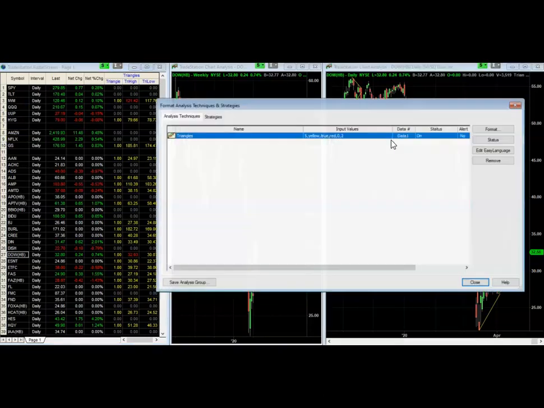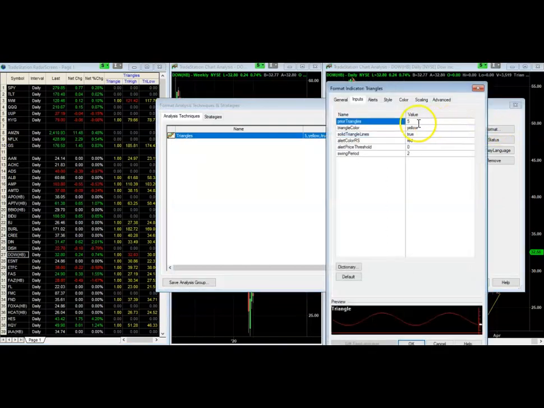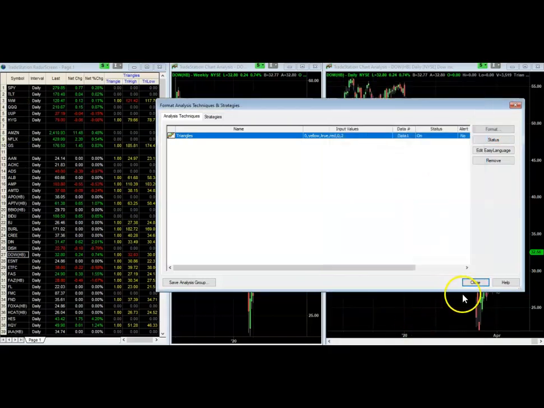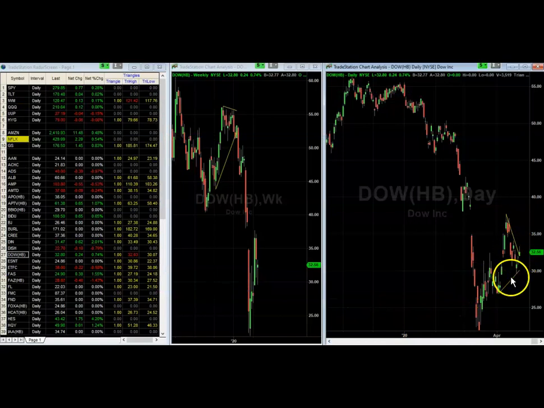If we say we don't want to see any prior triangles, you just want to see the ones that are forming, you can set that to 0, and you'll only get the one that's forming currently, but no historical ones.